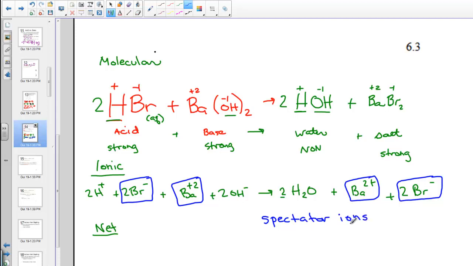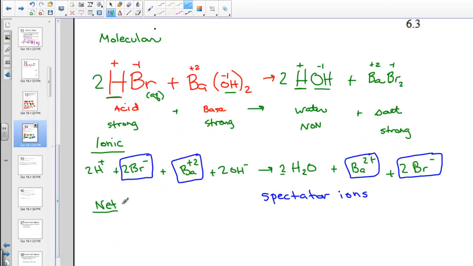Spectators, just as in an analogy of athletics, they're in the stands watching, they're not down on the court participating. So a spectator ion is in the solution, but it did not undergo a chemical change. They remained the same from the left to the right. And when we get rid of the spectators, we can show just the chemistry of the reaction in what we refer to as a net ionic equation. The net ionic equation simply eliminates the spectators and shows just the chemical change.